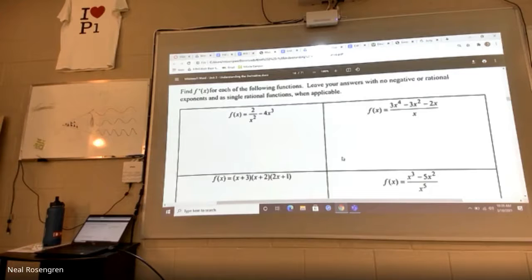Don't worry about the question at the top. We're jumping right into it. Find f prime of x for each of the following functions.